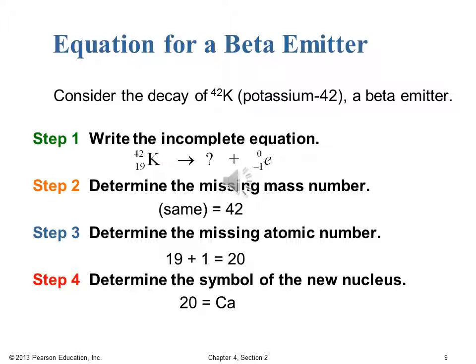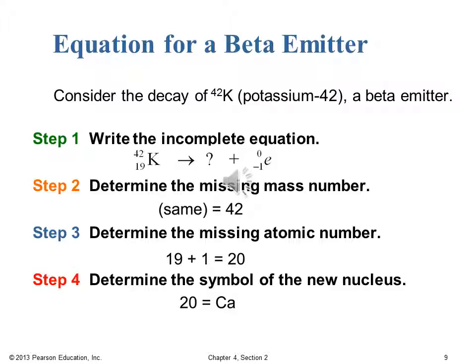Alright, so just like we did for the alpha decay, let's look at applying that process to determining the complete and correct nuclear equation for a beta emitter. If we consider the decay of potassium-42, which is a beta emitter, we take step 1, and just like we did for the alpha emitter before, now we're looking at a beta decay process. So it's going to be our potassium-42, element 19, mass number 42, goes to some unknown product, and the beta particle, the 0, -1 e electron.